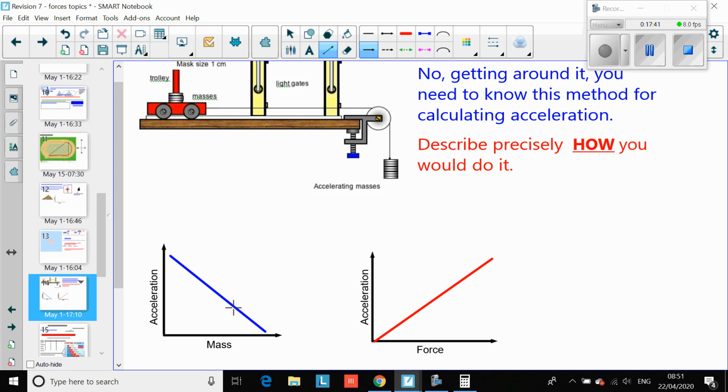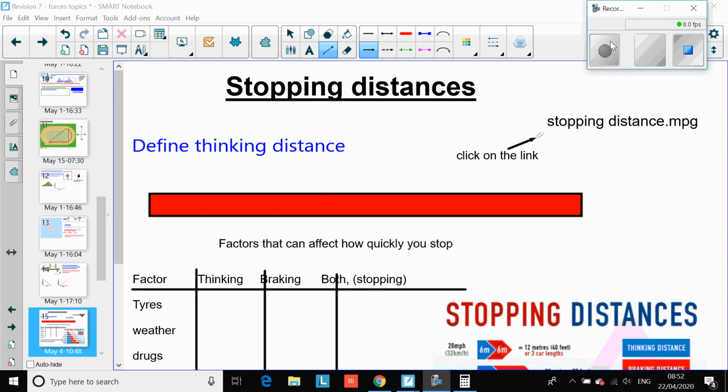So, straight line means they are inversely proportional. Now, let's say this time we keep the mass the same, so the object stays exactly the same mass. If we increase the force, the acceleration will increase. So they are directly proportional. So acceleration and mass, inversely proportional. Acceleration and force, directly proportional.